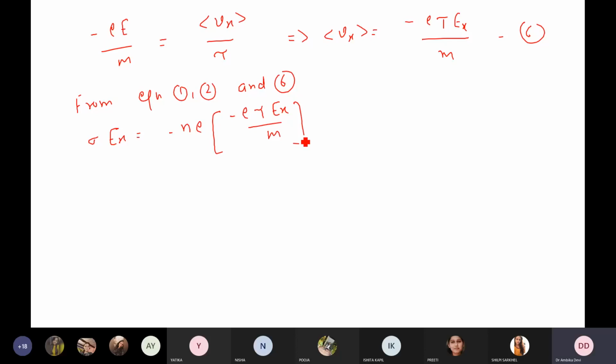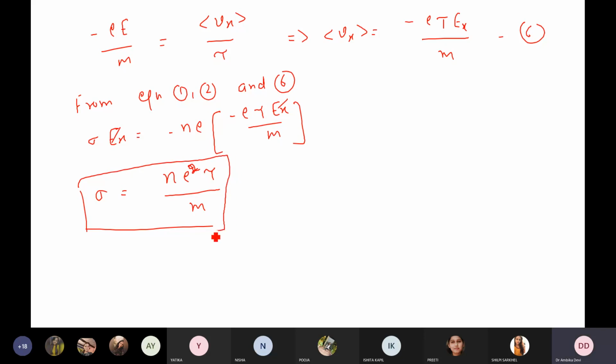This means that sigma is equal to n e square tau upon m, because this Ex will be cancelled out by Ex. So n e square tau upon m is the expression for the conductivity of free electrons, the conductivity of matter.